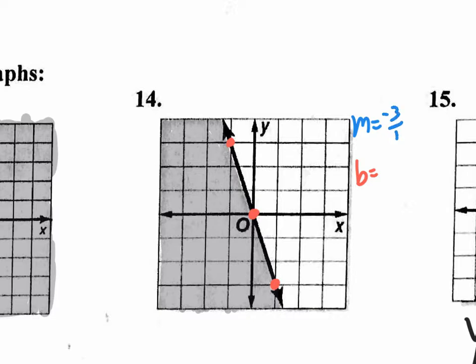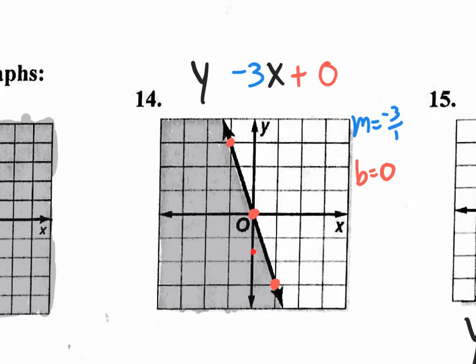My b value in this case, where's it across the y-axis? 0. So my slope-intercept form equation, if it were an equation, it'd be y equals, but I don't really have an equals. It's going to be an inequality. The slope, negative 3 over 1 with an x, and then plus 0. But it's not an equal sign. It's an area. So what do you think?